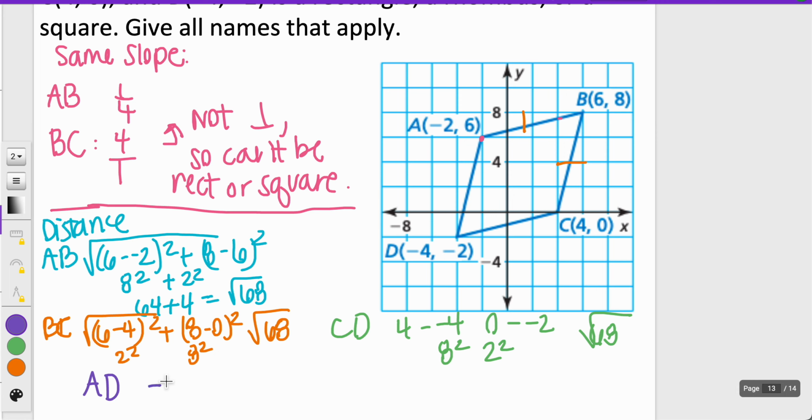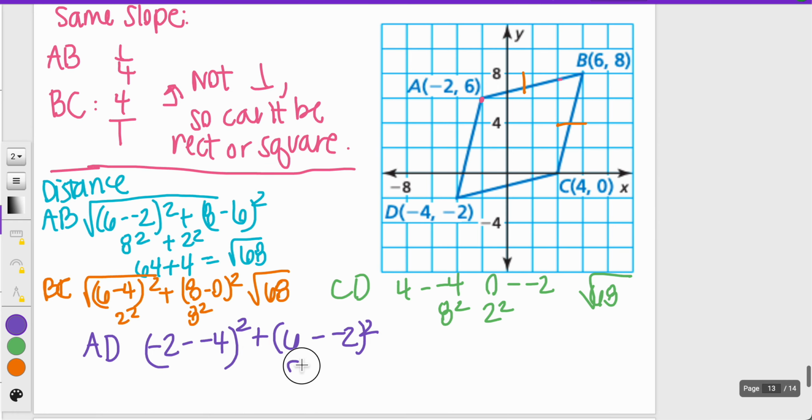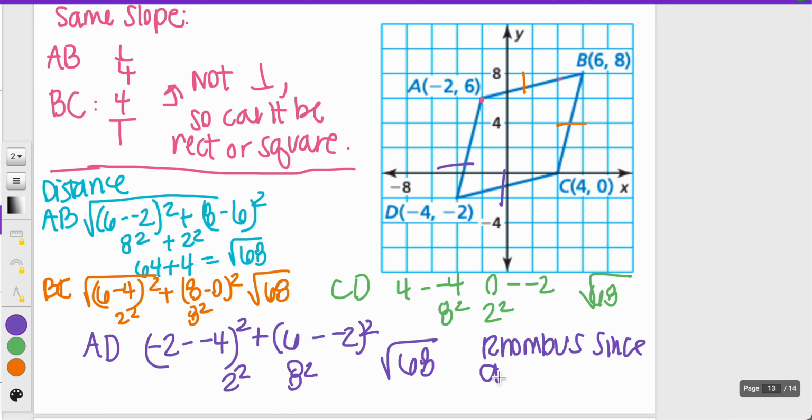I'm going to do negative 2 minus negative 4 for my x's, squaring that, plus 6 minus negative 2 for my y's. 6 minus negative 2 is 8 squared. Negative 2 minus negative 4 is 2 squared. So again, I'm getting a 4 and a 64, which will be a square root of 68. So all of these have the square root of 68 as their distance. So that means I can say this is a rhombus, since all sides are congruent, but there are no perpendicular angles.